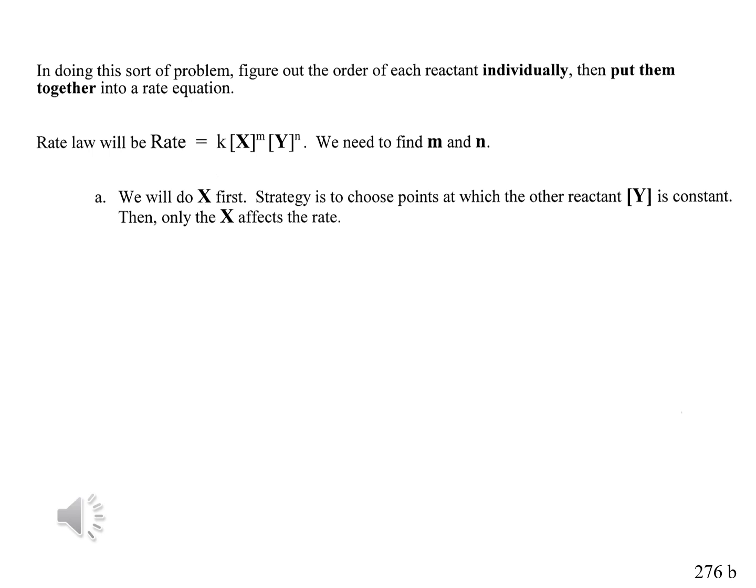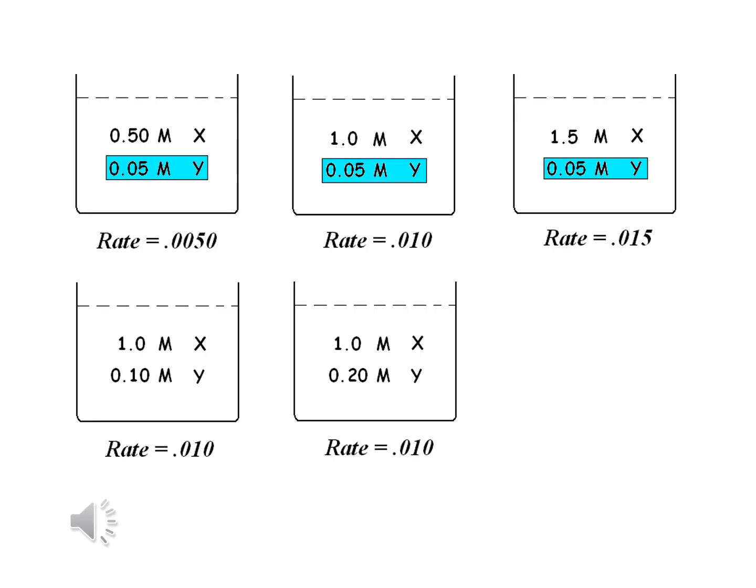The strategy you use to do this is to keep one of the substances at a constant concentration while you vary the other one. Then the one that's kept constant does not affect the rate, but the one that's varied does. I'm showing that there are actually 3 points in the data where y is constant, and therefore the difference in rate that you see between those 3 beakers cannot be due to y because it didn't change.